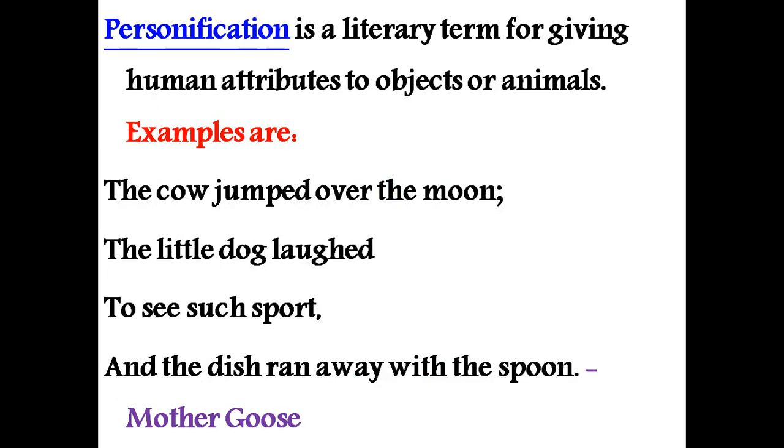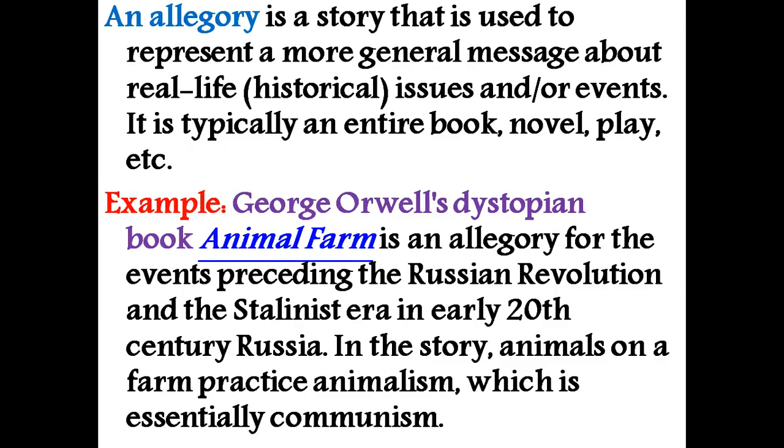The next one is personification. Personification is a literary term for giving human attributes to objects or animals, to give animate qualities to inanimate things. Examples are: the cow jumped over the moon, the little dog laughed to see such sport, and the dish ran away with the spoon. So here you can see that they give animate attributes and qualities to the moon through the cow, and the same with the dish and the spoon.